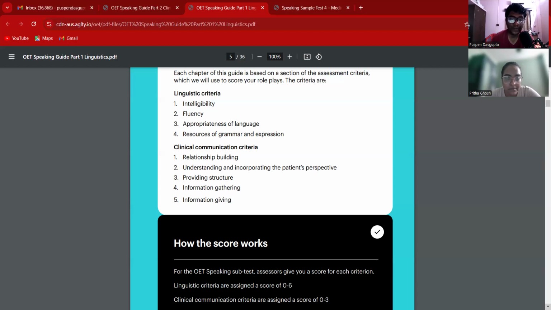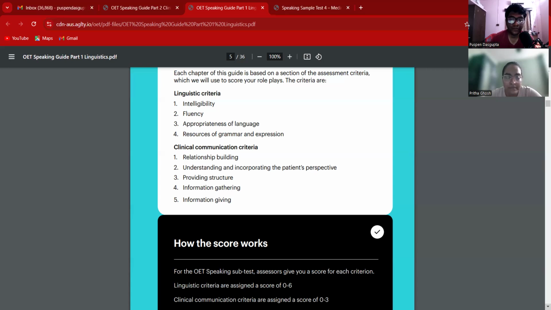And resources of grammar and expression. This is the part which we tend to ignore the most. This is if you can use idiomatic speech, if you can use idioms while speaking. It is very difficult to get it immediately when you are speaking, so it requires practice. However, don't worry too much about it. If you don't use idioms, it is not a very big problem, at least in my experience.